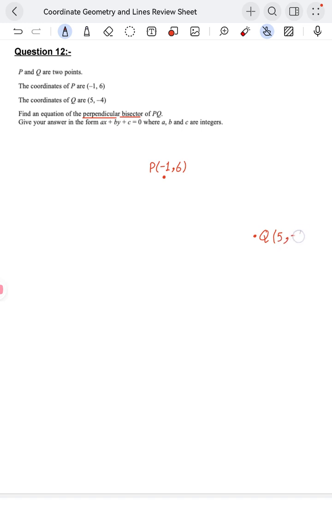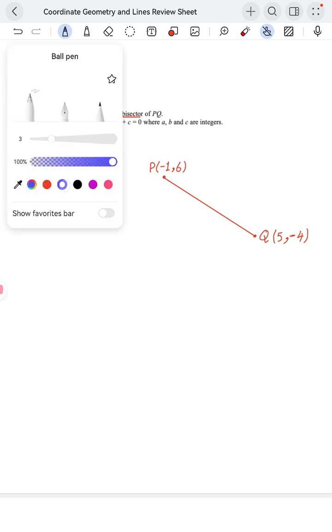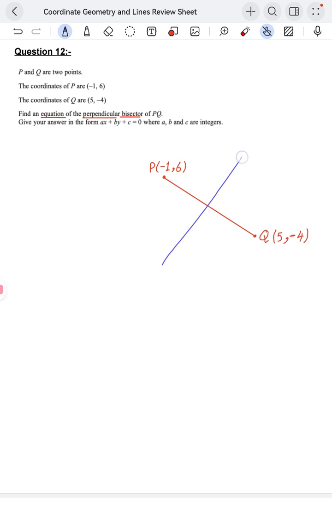I'm just trying to imagine, and you can solve this question without even drawing it. So this is the line PQ. We are trying to find the equation of the perpendicular bisector. Perpendicular means another line which is like this, with 90 degrees here. And bisector means it divides PQ into 2 equal parts, so this point here is the midpoint. We need to find the equation of this line.